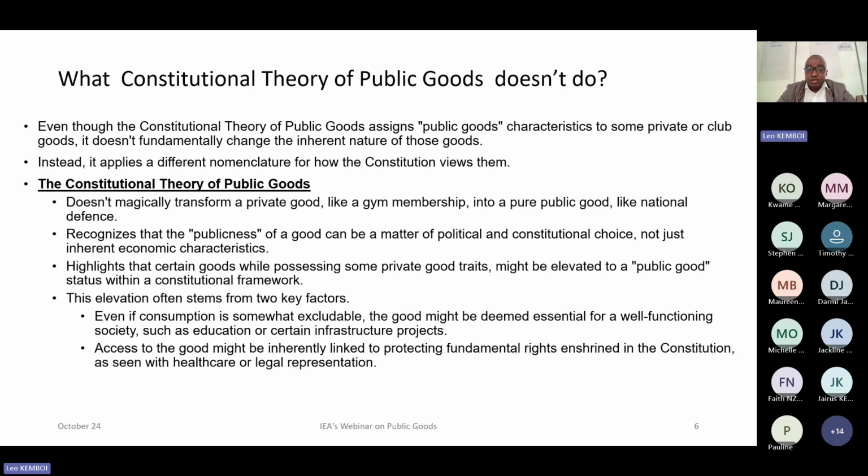And that elevation is on two grounds. One, even if the consumption is excludable, the good might be deemed essential for the well-functioning of a society, and we've given an example of education. Another is that access might be inherently linked to protecting fundamental rights enshrined in the Constitution, such as healthcare or legal representation. For example, the Bill of Rights requires that where people are not able to be represented by an advocate of their choice, there is a constitutional basis for them to be provided with legal representation in the name of a public defender.